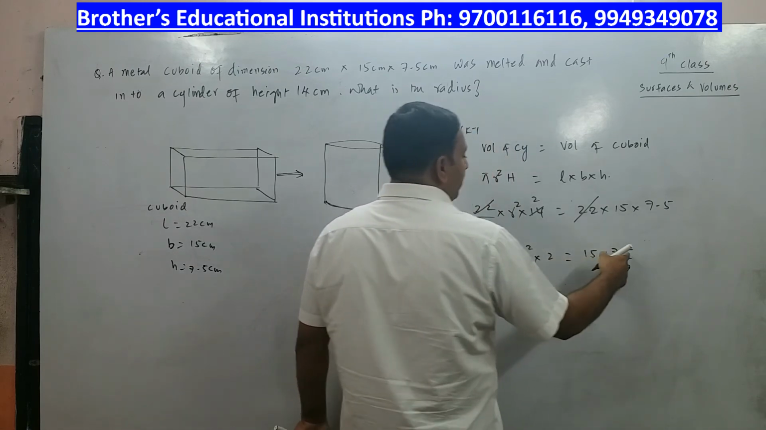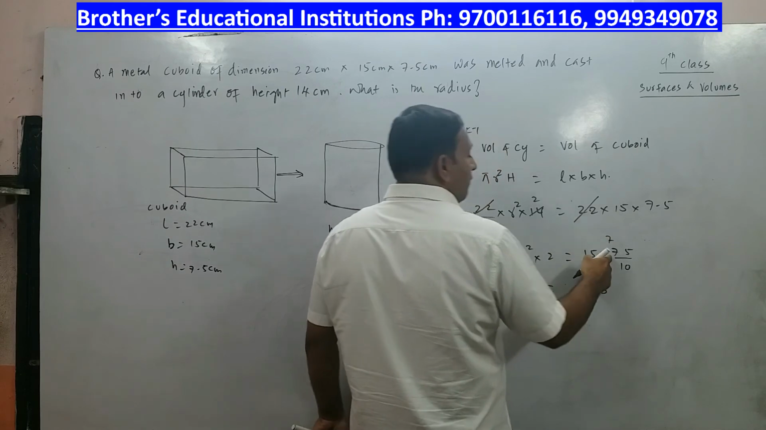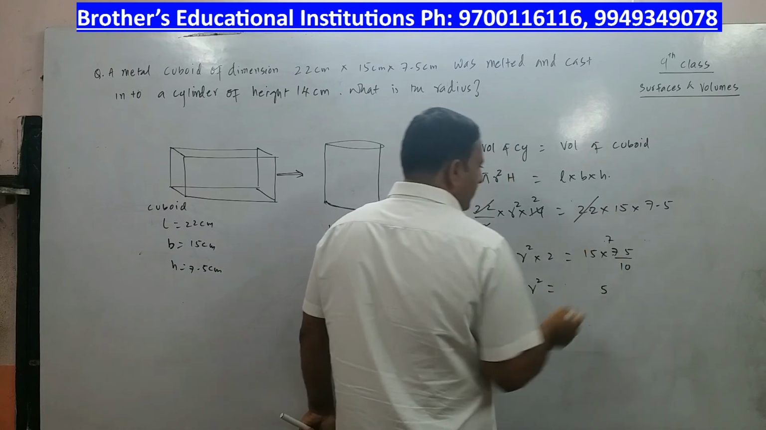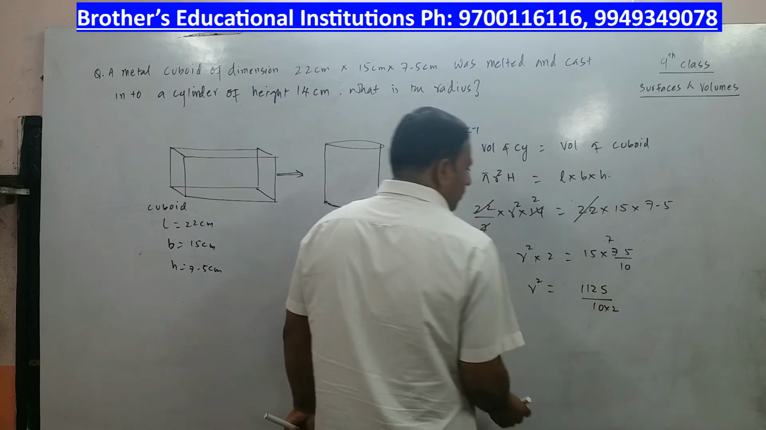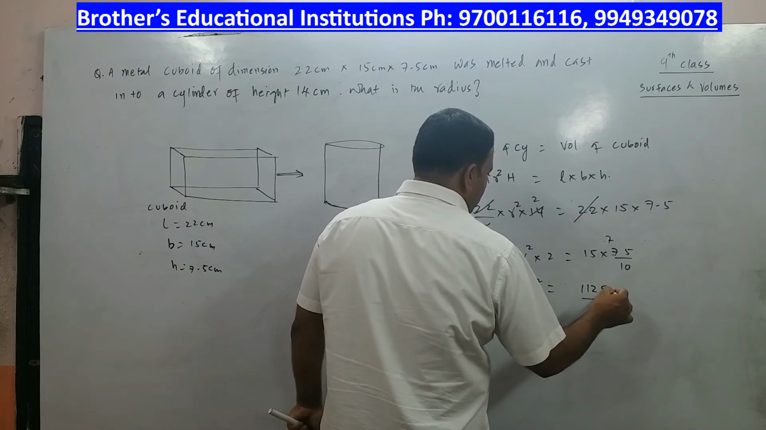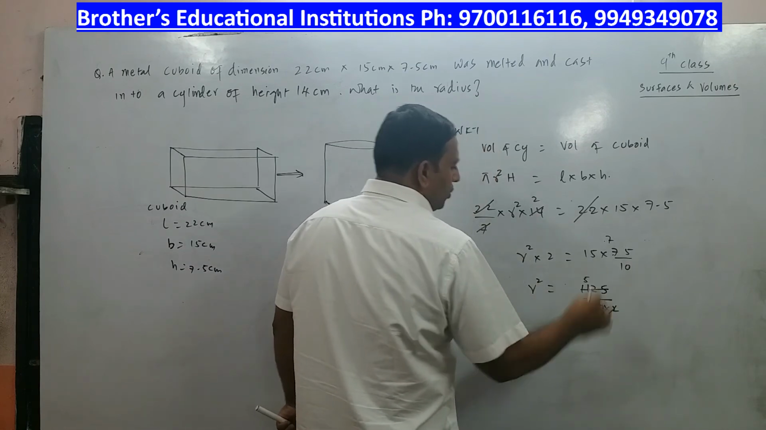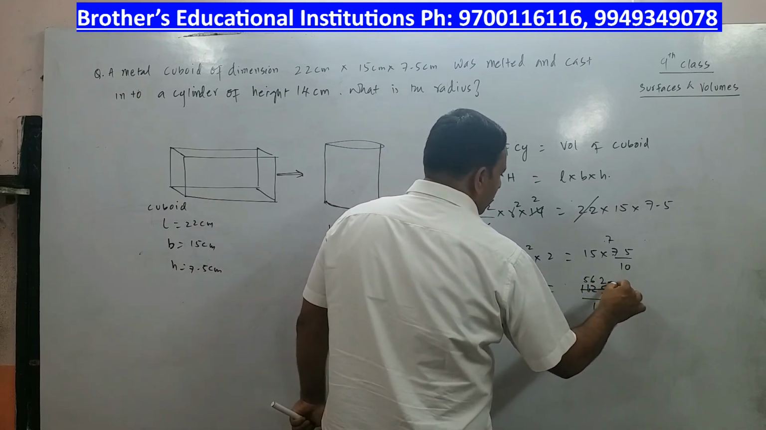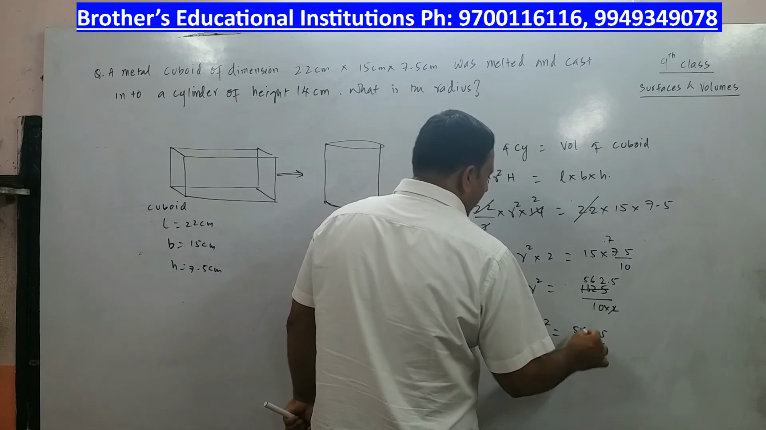What is that? 15 5s are 75, 5, 7 carry, 15 7s are 105, 105 plus 7. What is 105 plus 7? 112 by 10 into 2. Now if any cancellations are possible, you can make the cancellations. 2 5s are 10, 2 6s are 12, and here you have 2 2s are 4. So r square is equal to 562.5 by 10.